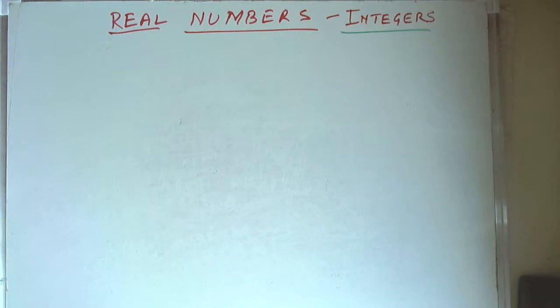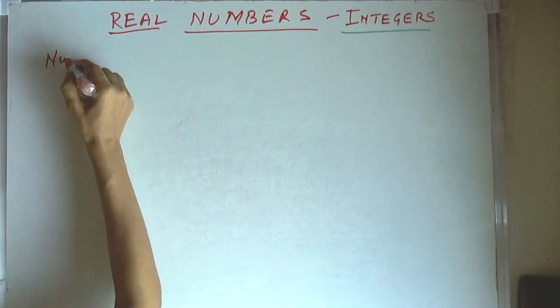In this video we will see the introduction of real numbers, and we will understand what integers are. We will also see what positive integers and negative numbers are, and the graphical representation of these integers on the number line. So first, let us start with what a number is.